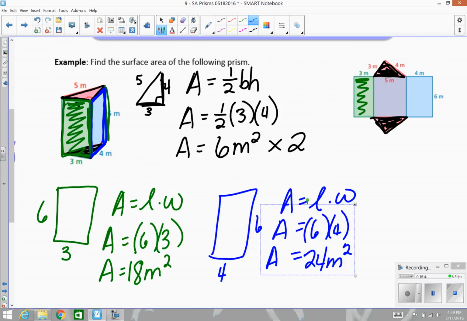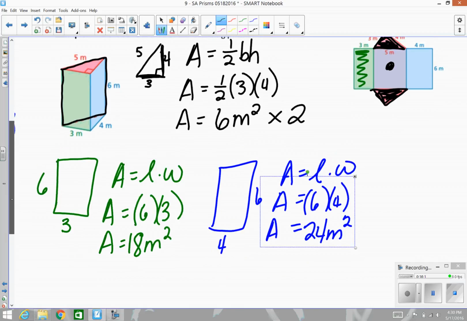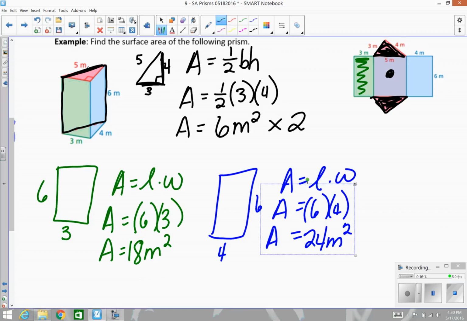And then here's kind of the tricky part. The side that you can't see. If I erase all this here, there's a side that looks like this, that you can kind of see, but you'd have to spin it around to see it. It's this one right here. And that rectangle you can see is 5 by 6.